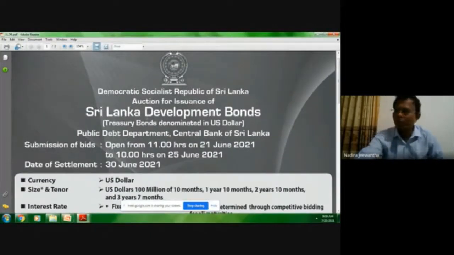Sri Lanka Development Bonds. This is the dollar-denominated instrument issued by the Central Bank of Sri Lanka to get dollar funds to the government of Sri Lanka. Locally issued. What do you mean by locally issued? They are issued only in Sri Lanka. Are there any outside, offshore instruments? Yes. But what is that instrument? ISB, International Sovereign Bonds.